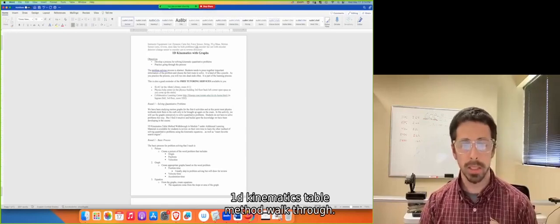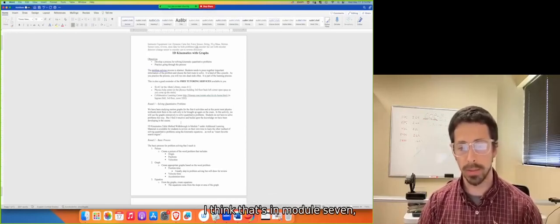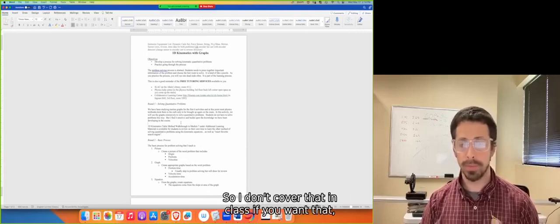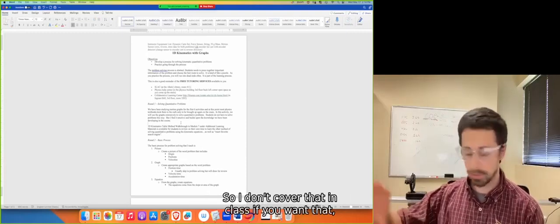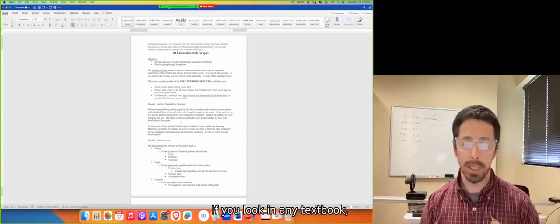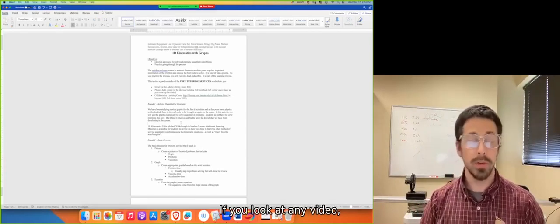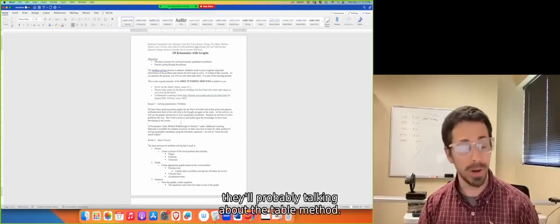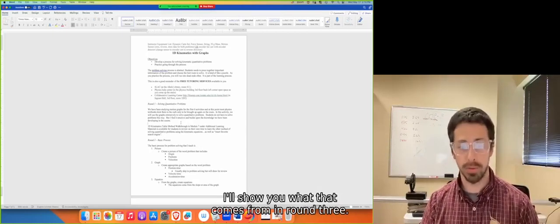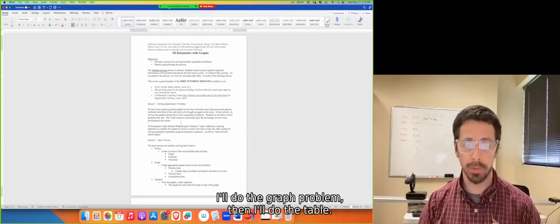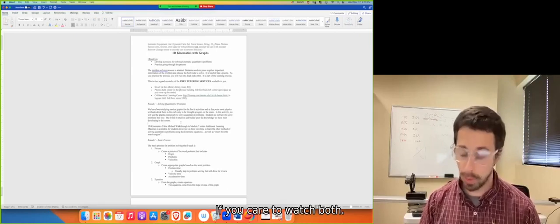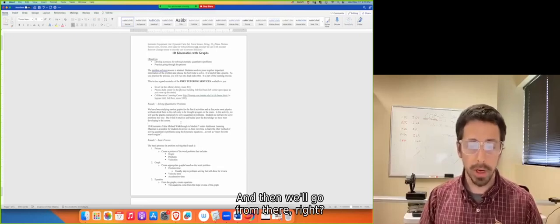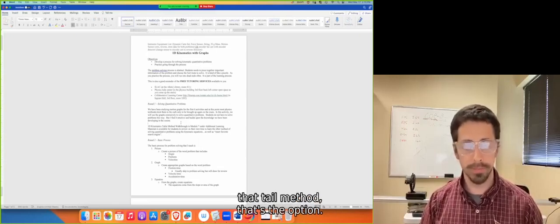1D kinematics, table method walkthrough. I think that's in module 7, but it's under the additional learning materials, right? So I don't cover that in class. If you want that, go look at it other places. If you look in any textbook, that's probably what they use. If you look at any video, except for the one you're watching right now, they'll probably talk about the table method, right? And I'll show you where that comes from in round 3. I'll do the graph problem, then I'll do the table if you care to watch both, right? And then we'll go from there. But if you want to get that table method, that's the option.